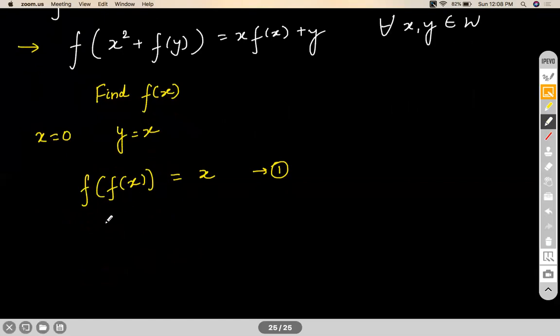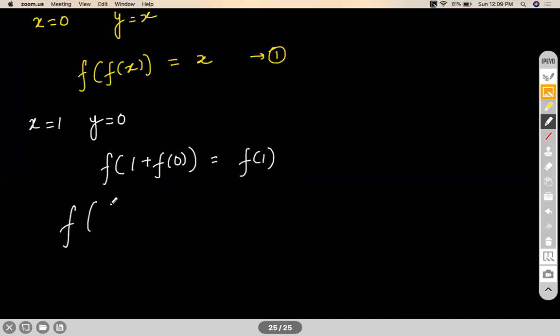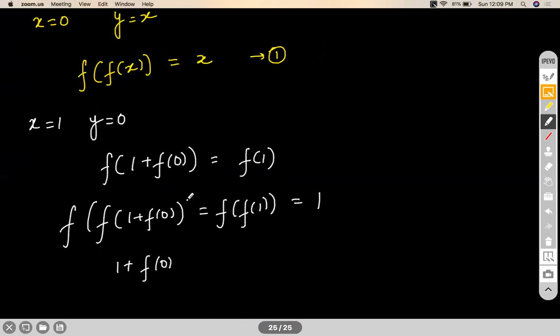Now let me put x as 1 and y as 0. So it'll give you f of 1 plus f of 0 is equal to f of 1. Let me take f of 1 plus f of 0 as f of 1. That is known to be 1, and here it will be 1 plus f of 0 because of property number 1. See, f of x is giving you x, so f of 1 should be 1. What does it mean? It means f of 0 is 0.